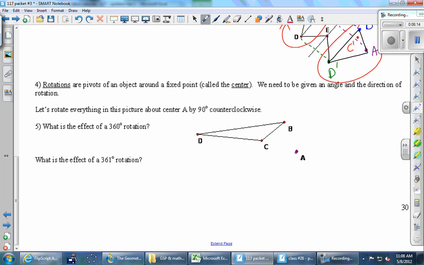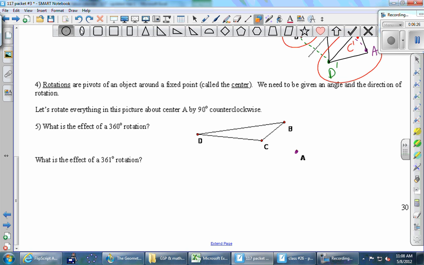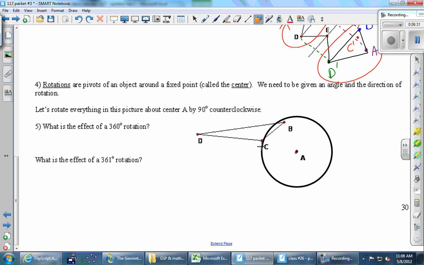So A is going to be fixed. Everything else in this picture is going to revolve around A. And to figure out, let's just look at point C. To figure out where C lands, what I'm going to do is draw a circle to help me. So here's the circle. I'm going to draw a circle with a center at A, and it goes through C. Everybody see that circle? So again, you're just eyeballing it. You don't have a compass, but if you did, you could draw a nice circle. So go ahead and draw roughly a circle centered at A that goes through point C.